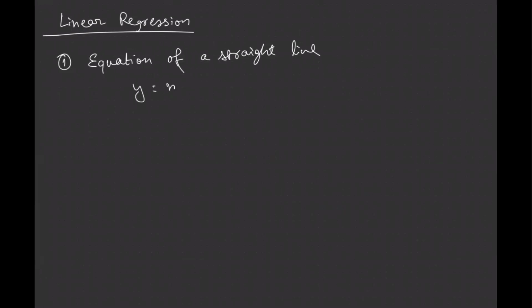Y equal to mx plus c. Now, what is m? Can anyone tell me? This is the slope, right? What is c? C is the intercept. And we know that, so let's learn how these slope and this intercept, how do we derive this?